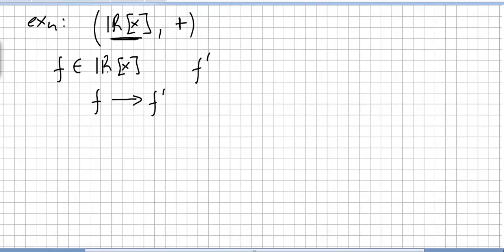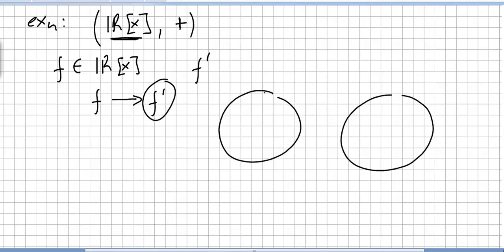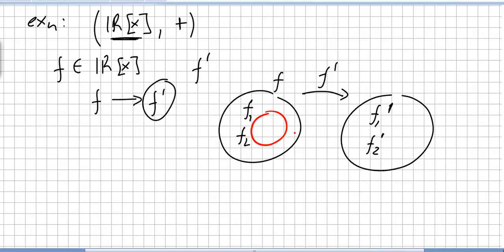So what is the kernel of the derivative? We have functions here, and here we take the derivative. So we have function 1, and here we have its derivative. Function 2, its derivative. So question, what is the kernel?